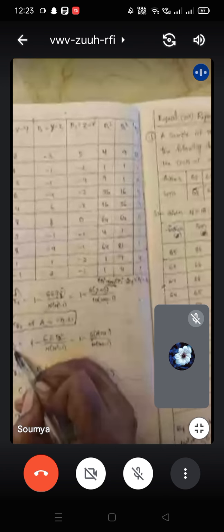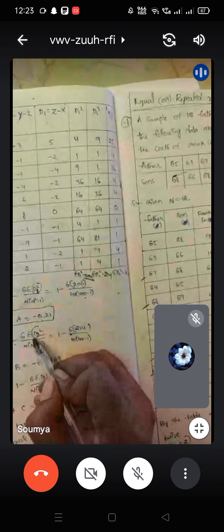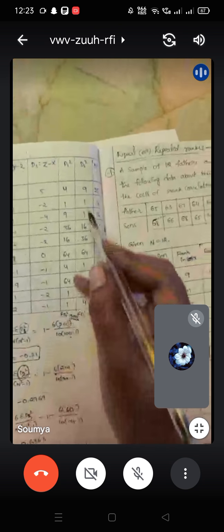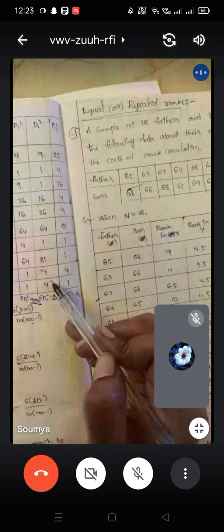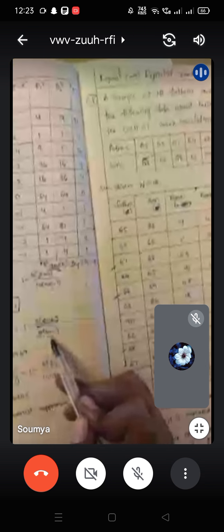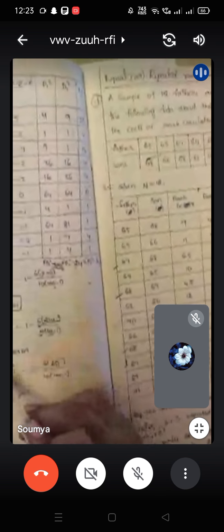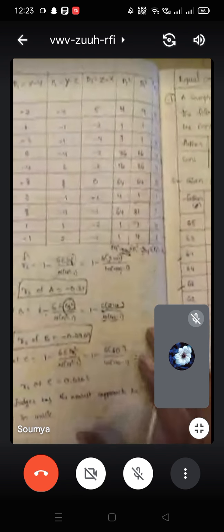Now the rank correlation of B uses the same formula, but in the place of d we consider d2. So what is the d2 square sum? This is the one, 214. Same 10, 10 square minus 1, 100 minus 1. You will get the rank correlation here.